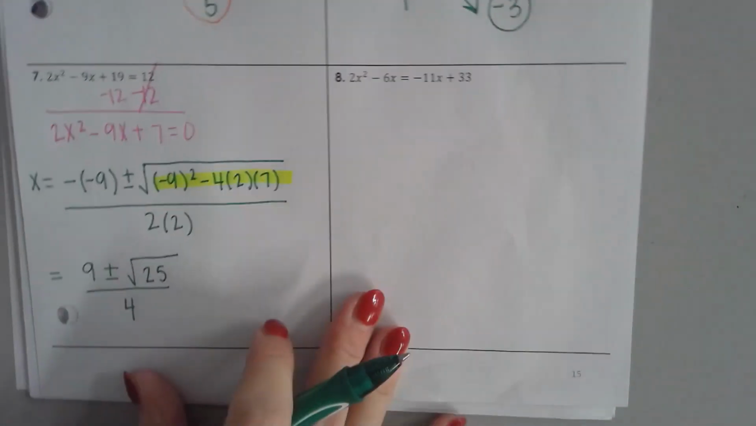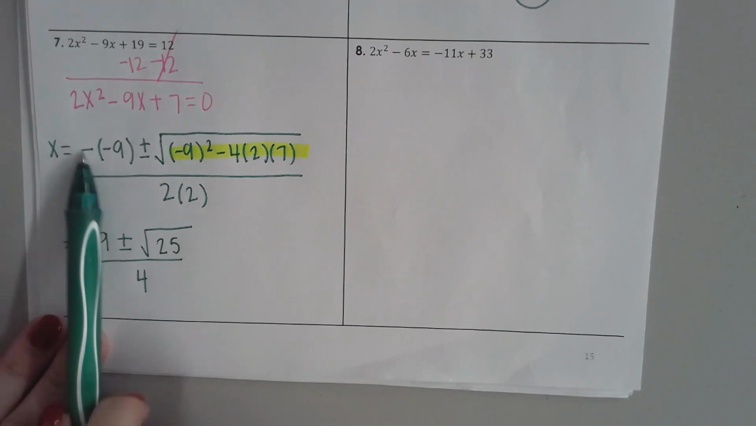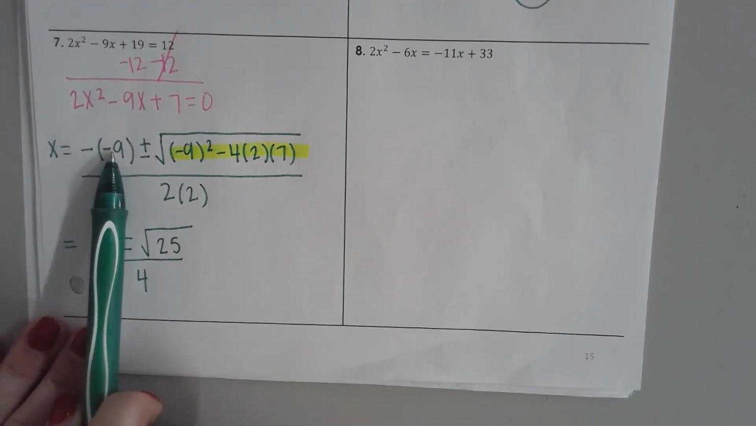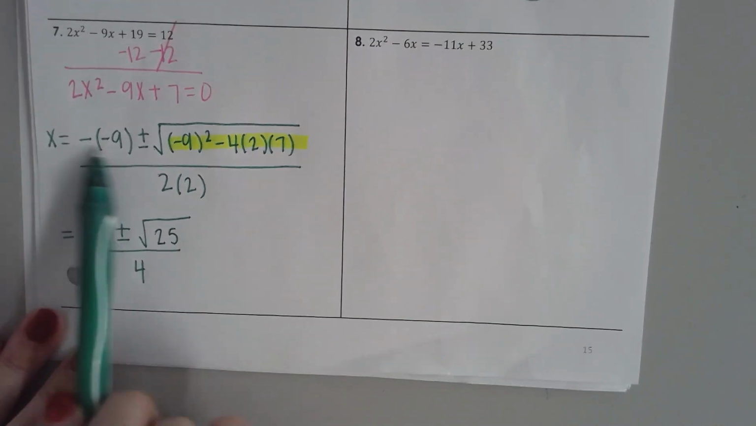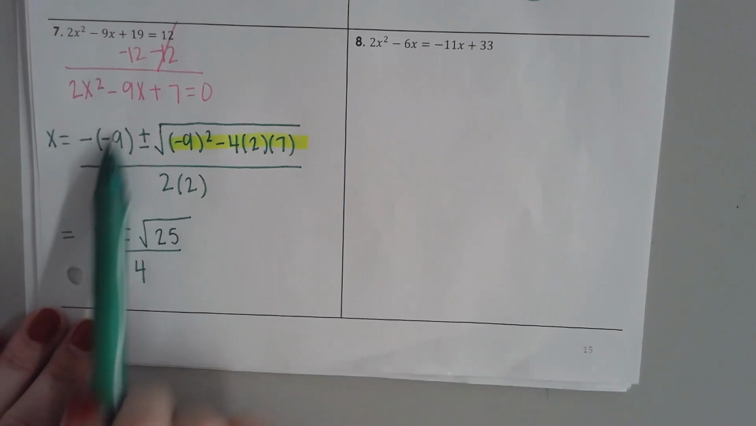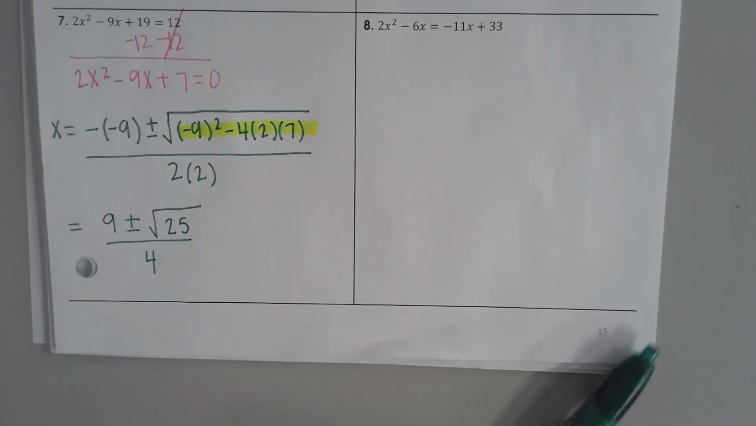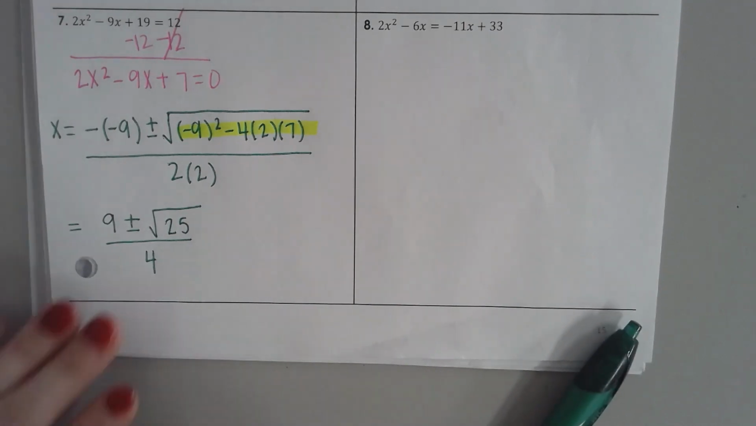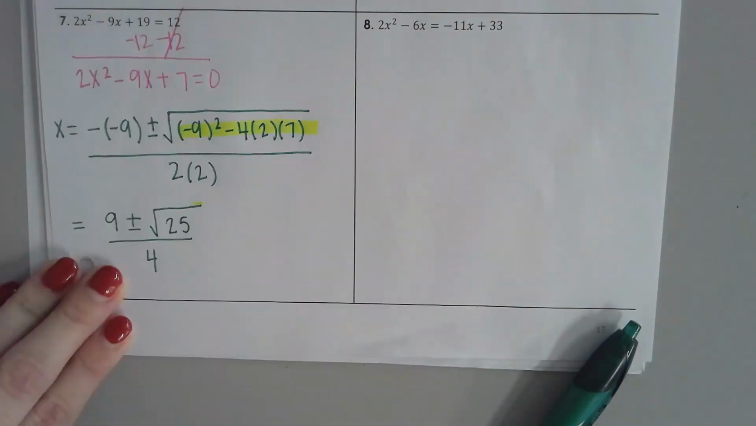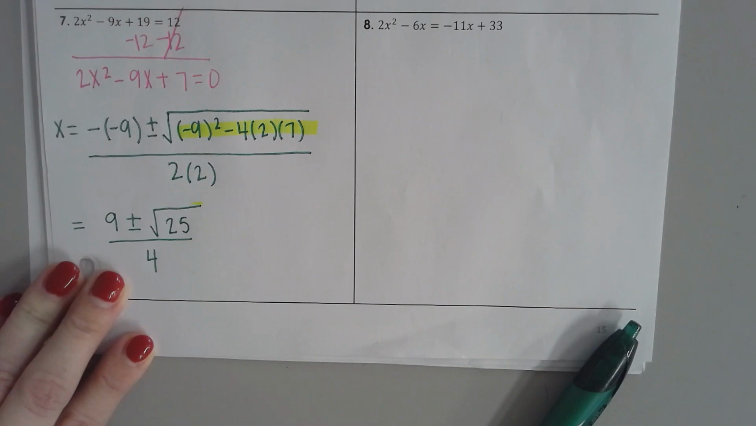And I also went ahead and made this 9 positive, because a negative 9 is positive. If you leave it negative 9, that's okay too. But I got 25, which is a perfect square.